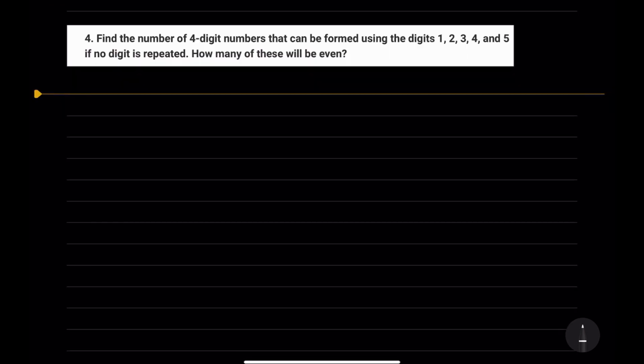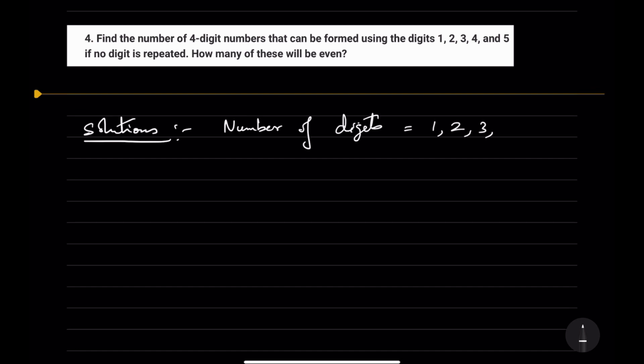Okay, going into the next problem: 4 digit numbers that can be formed using the digits 1, 2, 3, 4 and 5, with no digit repeated. How many of these will be even? Now here, same, we will be using the multiplication principle. The number of digits is 1, 2, 3, 4 and 5. So our total number of digits is 5.